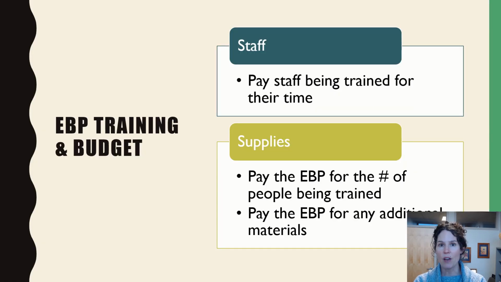One thing that often gets overlooked in the budgets is the EBP, evidence-based program training costs. First, under the staff spreadsheet, you're going to need to pay your staff for their time while they're being trained. And then under supplies, you can put how you're going to pay the evidence-based program for the amount of people being trained and for any additional materials.